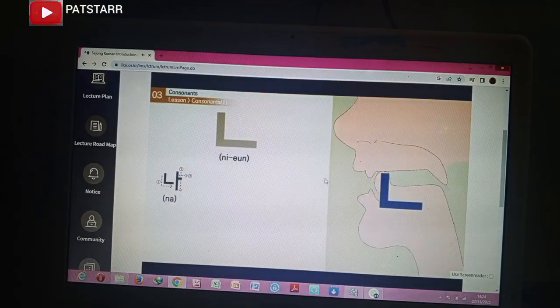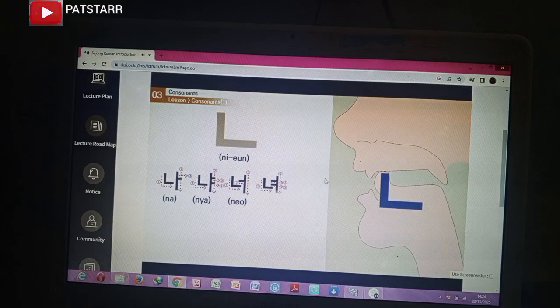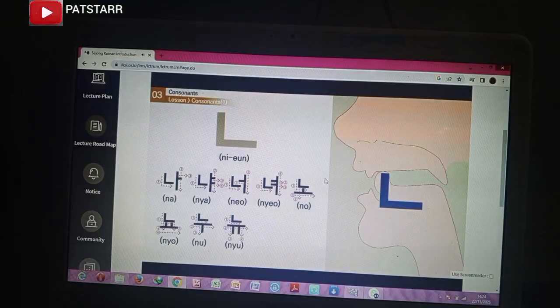Na, nya, no, nyo, no, yu, du, yu, u, ni.